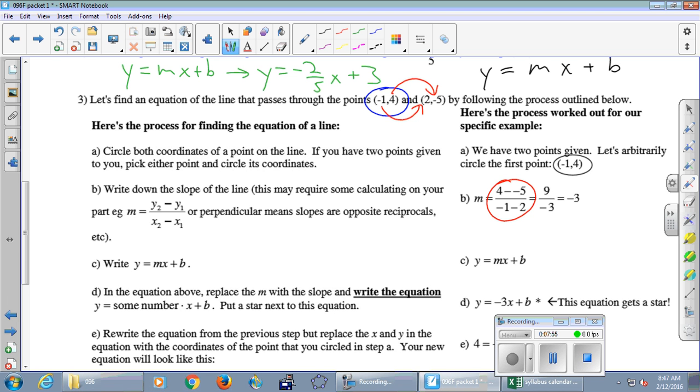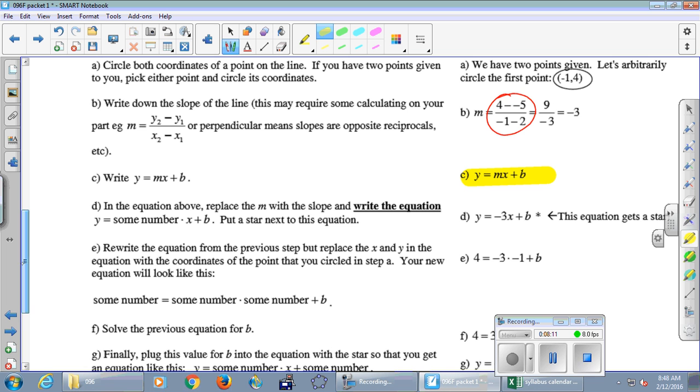Next step. Part C says write y equals mx plus b. It's kind of like a silly step, but I think it's important. I think it's going to give us the space that we need in order to find the last part of this puzzle. So we're just copying it so we have it in front of us. Then it says in the equation above, the one that you just wrote that's highlighted, you replace the m with the slope and you write the equation y equals some number times x plus b. So all we're doing is changing the m to what number in this problem? Negative 3. So that m becomes negative 3. Everything else got copied down.